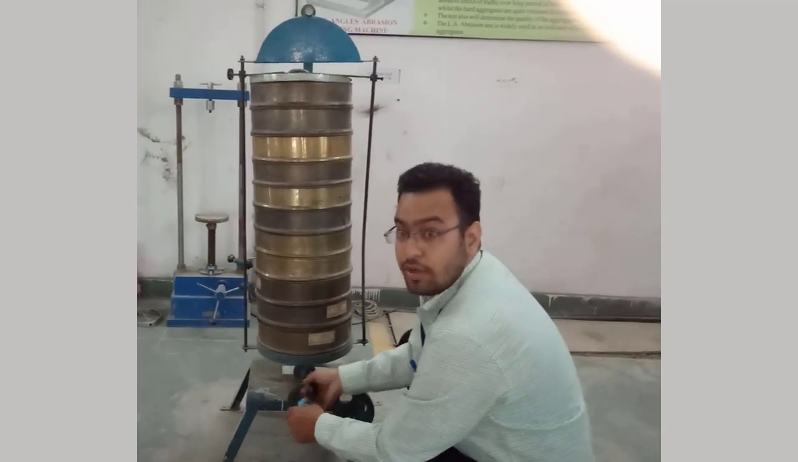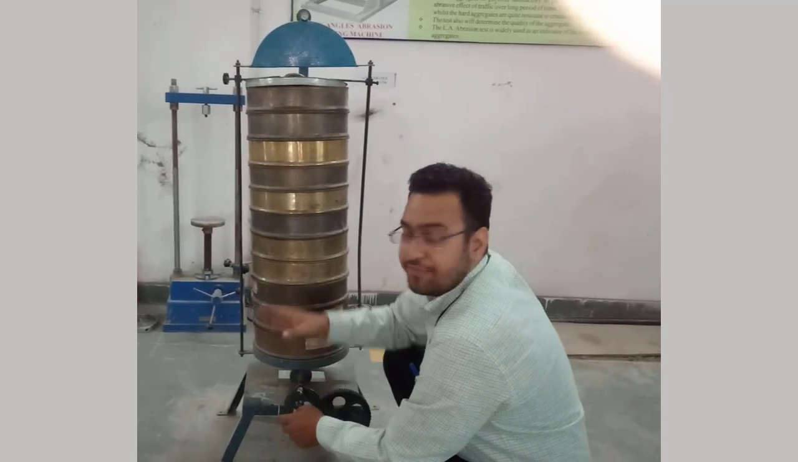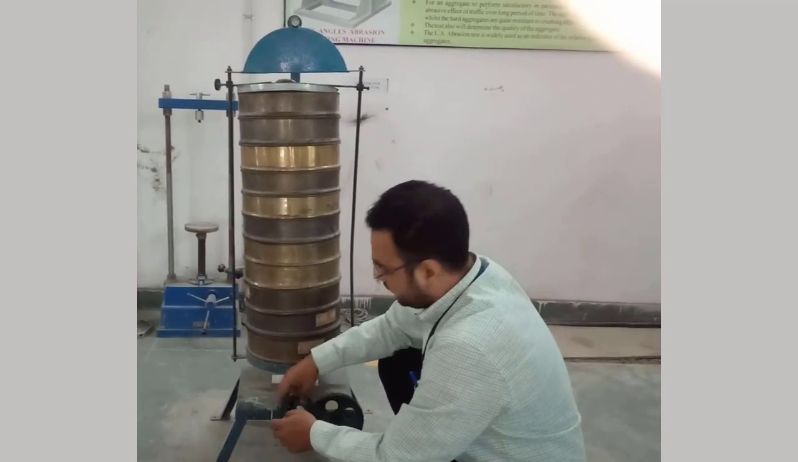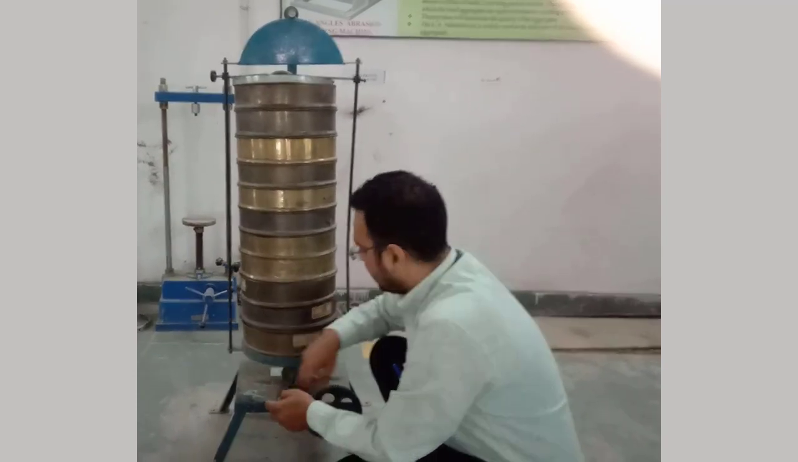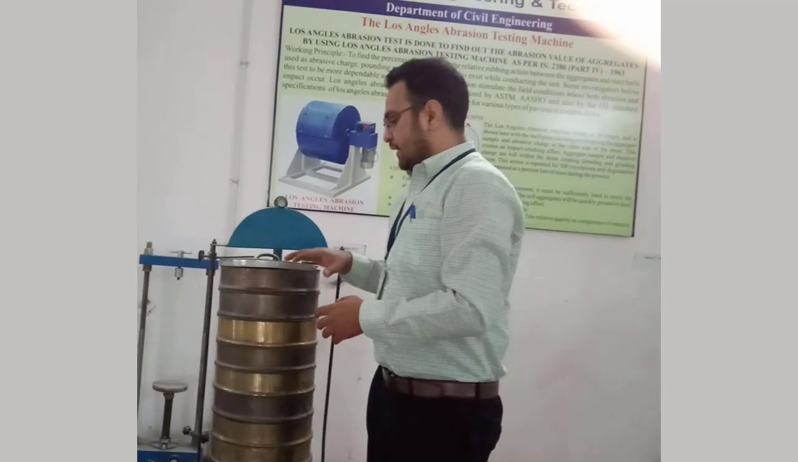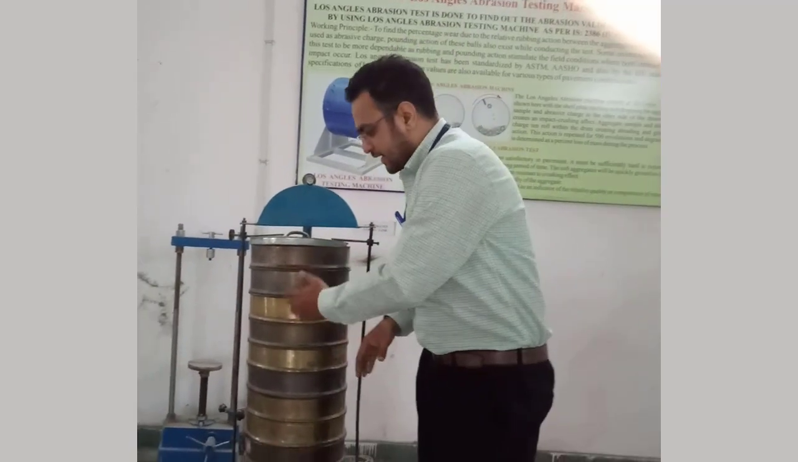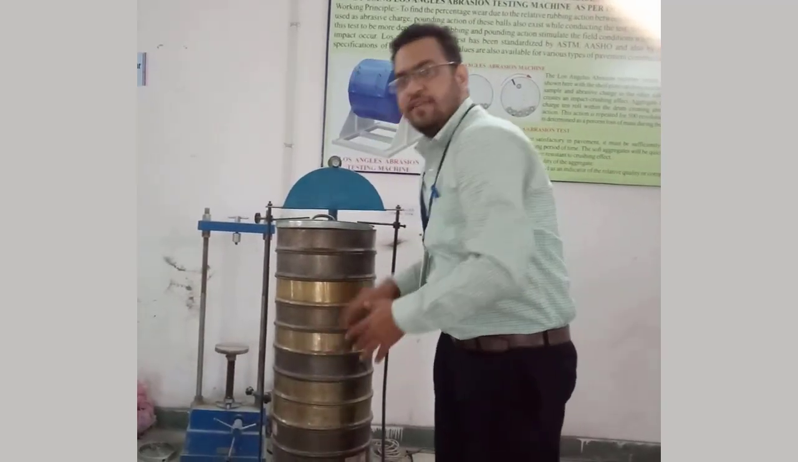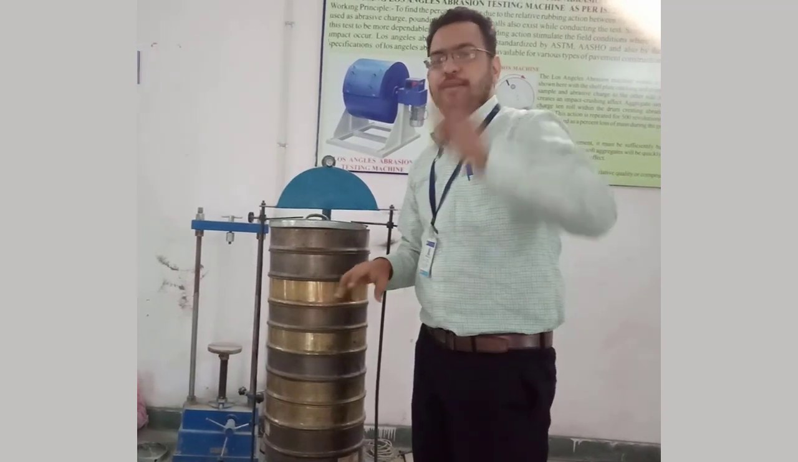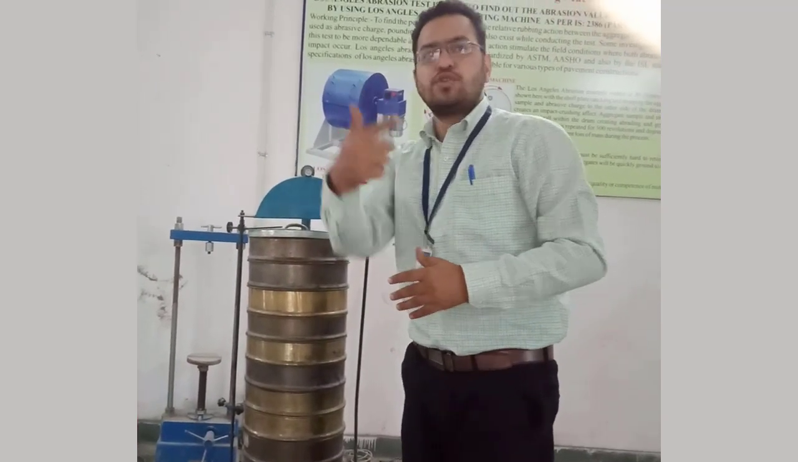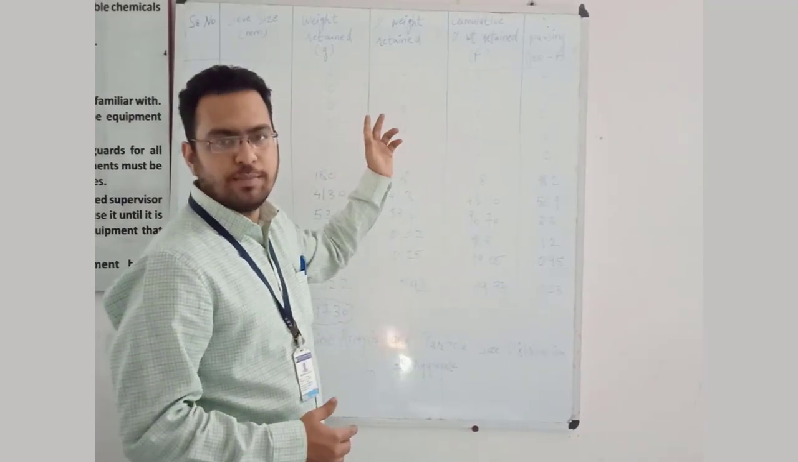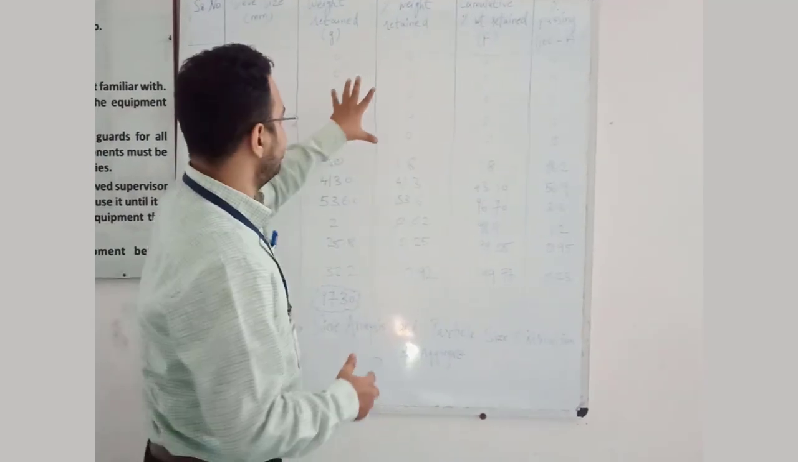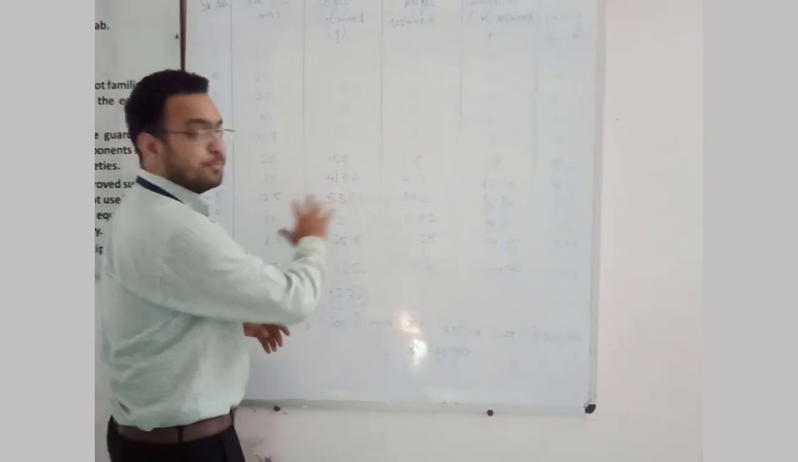It has been around 20 to 25 minutes that we have been shaking this sieve shaker. Now we will stop here and we'll start weighing the samples collected in each of these pans, and we'll write down the weights in a table which I will show you in a few moments. So this is the observation table of the sieve samples collected in each pan.